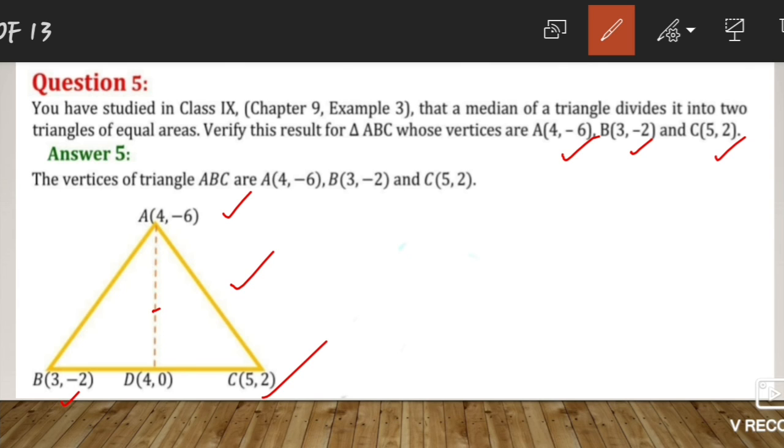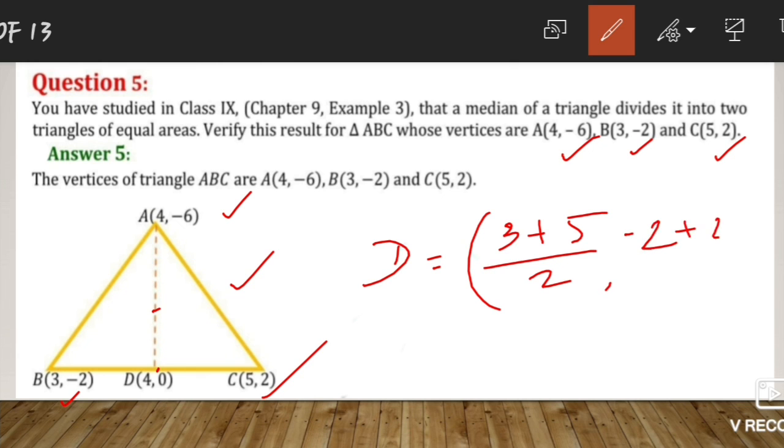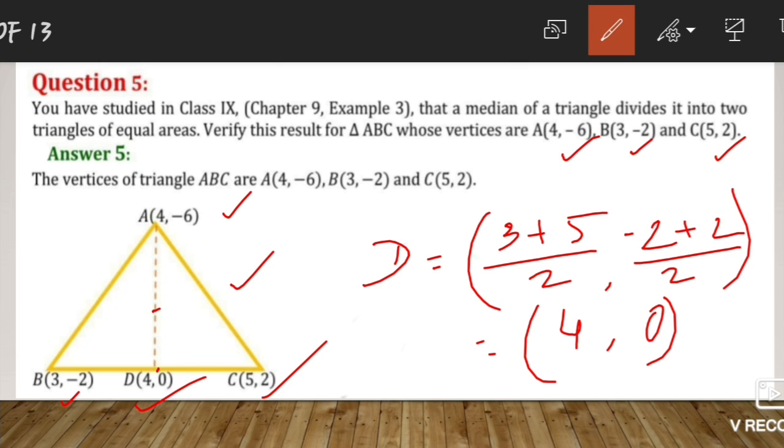Okay, this AD is the median. You know that a median will divide the opposite side into two equal parts. That means D is the midpoint. Now, since D is the midpoint of BC, and the coordinates of the endpoints B and C are given, the coordinates of D will be, by using the midpoint formula, ((3 plus 5) by 2, (-2 plus 2) by 2). That means it will be 8 by 2, that is 4, and it will be 0. That's why the coordinates of D are (4, 0).